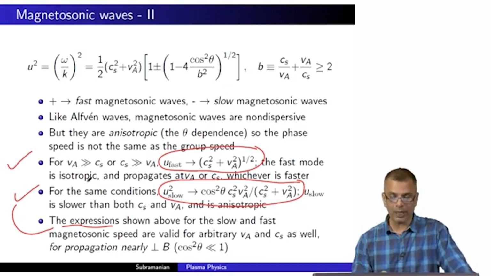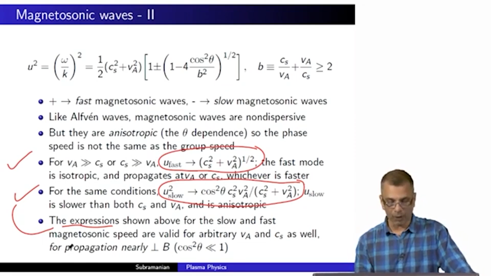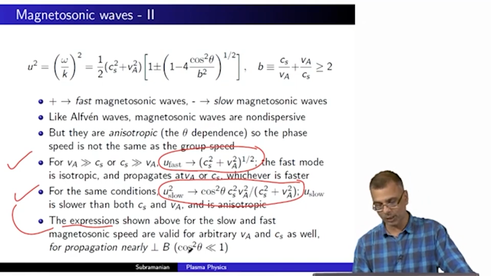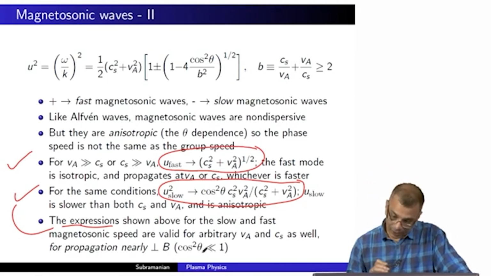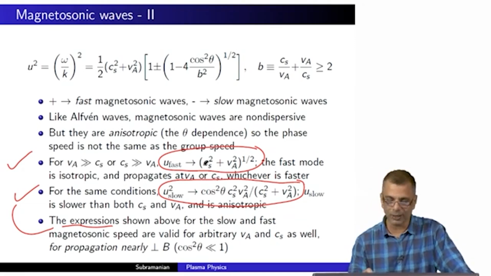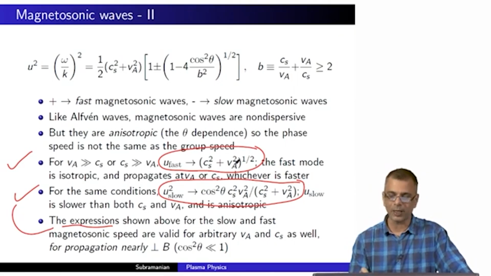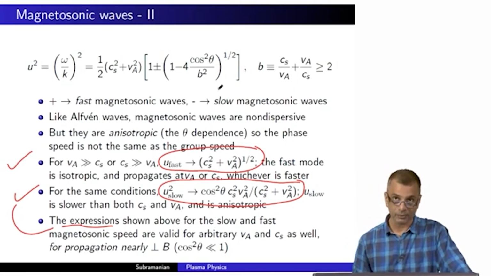They are also valid when these conditions are not satisfied, but if the propagation direction is nearly perpendicular to B. In other words, the cosine squared theta is much less than 1. In that case also, these two expressions are valid. The reason we're making such a big deal out of it is because these two expressions are relatively simple. They are definitely simpler than this, as you can see.